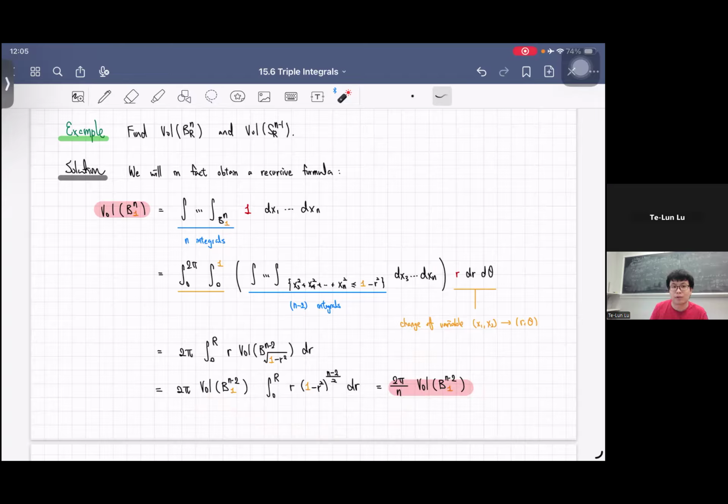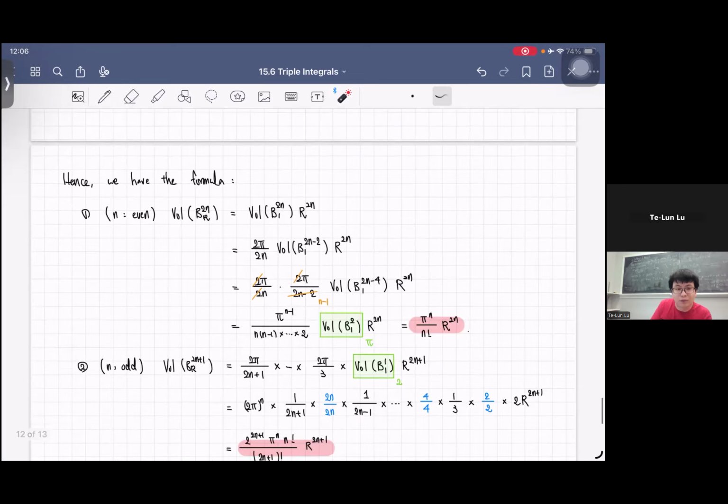So this is what I mentioned about the recursion formula. Actually, the n-dimensional ball of radius 1 has volume being 2 pi over n times the volume of the n minus 2 dimensional ball with radius 1. So we can actually do this by iteration and find out the actual formula for this volume.